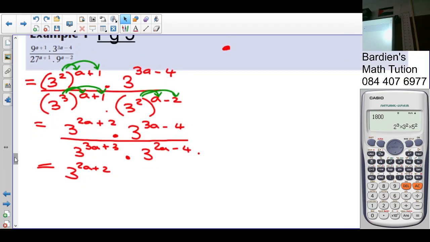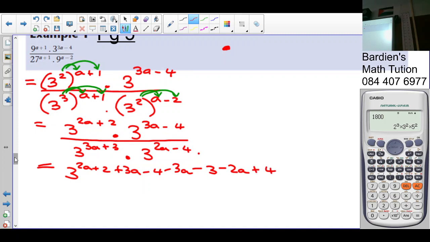What do we get? Plus 3a minus 4. Remember, we're subtracting here. So 3a becomes minus 3a. Minus 3. Bring 2a up, it becomes minus 2a. Plus. You all agree with that? What do you think the next bullet would be? Add like terms, simplify. Add like terms in the exponent. And then you add the like terms.